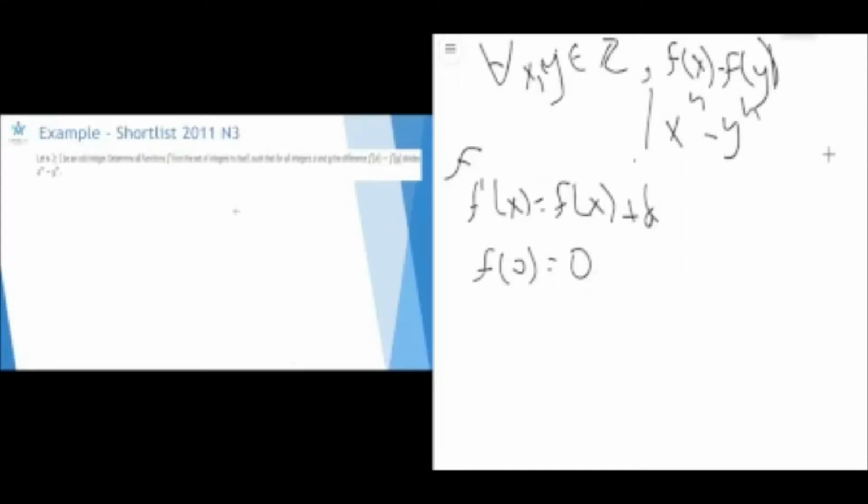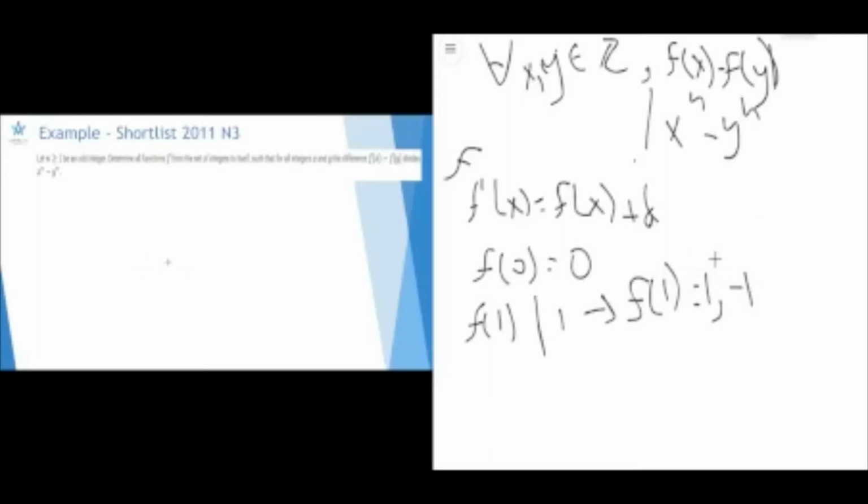Our natural next step is to try out 1, right? Or negative 1. Let's try 1 first. So now that we have f of 0, we want to involve that in some way. Let's try putting x equals 1 and y equals 0. That gives us f of 1 minus f of 0, which is just f of 1, divides 1. So what does this mean? It means that f of 1 is either 1 or negative 1. Remember that this is integer, so it can be either of these two.